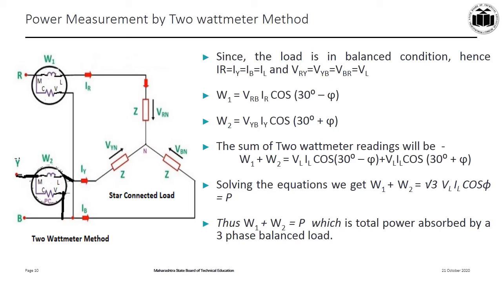So, W1 is equal to VRB into IR cos of 30 minus phi. W2 is equal to VYB into IY cos of 30 plus phi. Taking sum and solving, we get total power W is equal to W1 plus W2 is equal to root 3 VL IL cos phi, which is total power consumed by the load.